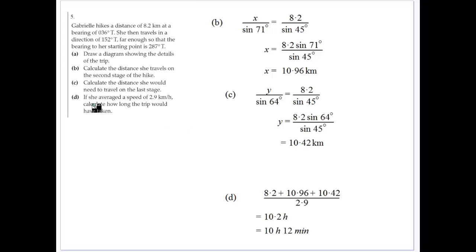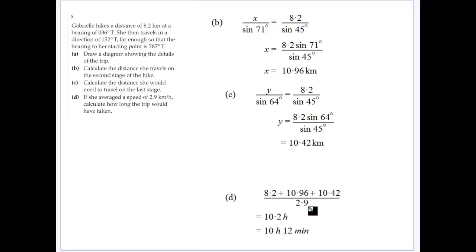And then the last part, well, it's not really part of the trigonometry, but if she averaged a speed of 2.9 kilometres an hour, how long would the trip take? So we take our three distances. It relies on us getting our distances from B and C, because we had the 8.2 kilometres in the question. So there's our three distances. She's travelled that distance completely, divided by 2.9, because that's how fast she travels.